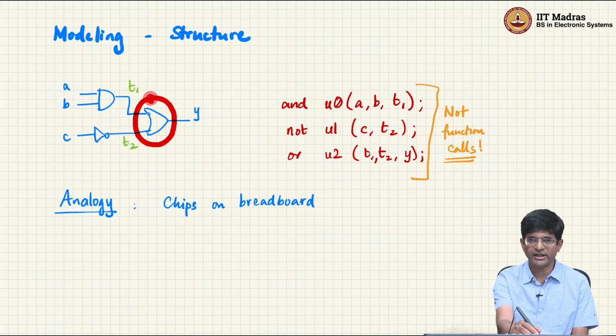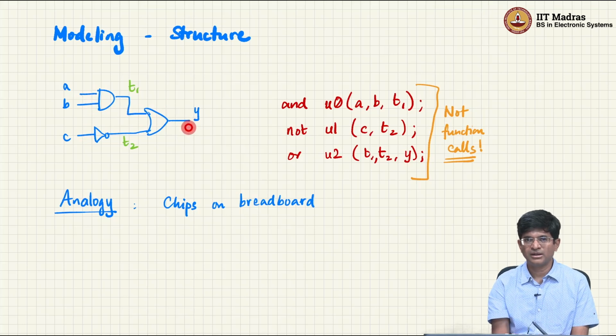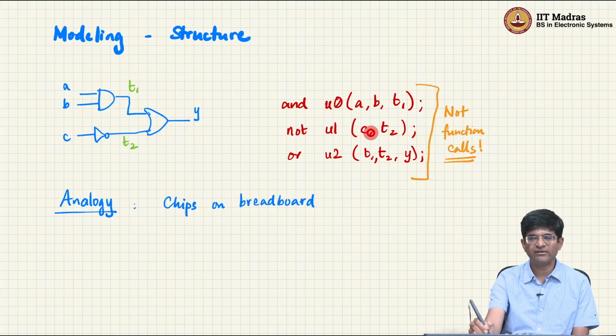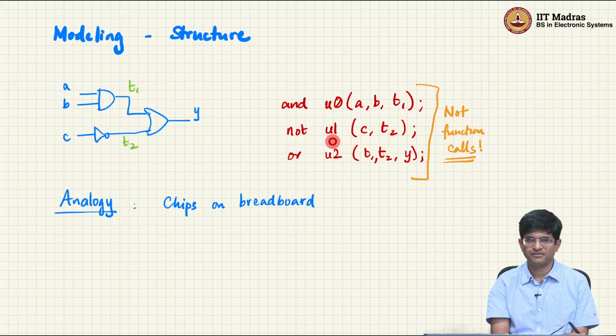I am taking an OR gate, putting it on a breadboard, and I am connecting up all the wires as needed. And once I have that, any time A, B or C change, automatically without having to call any functions or do anything else, the AND gate output will get updated, the NOT gate output will get updated. That in turn will generate an event which will cause the OR gate output also to get updated.